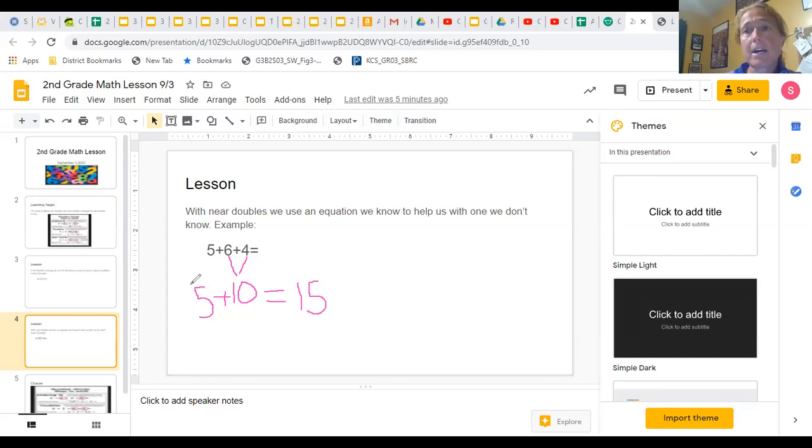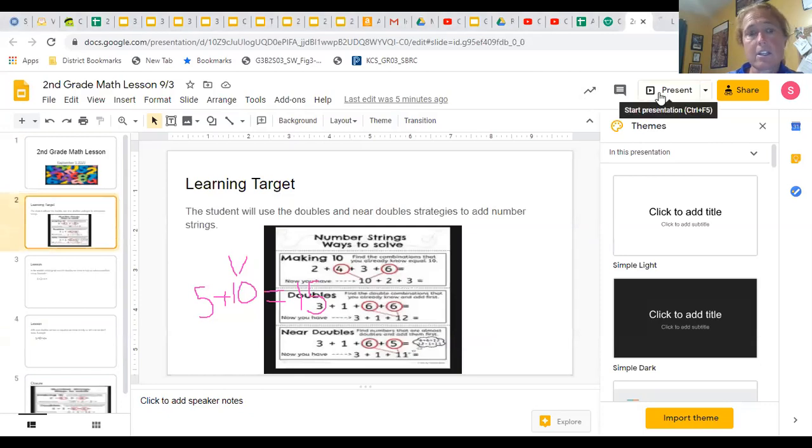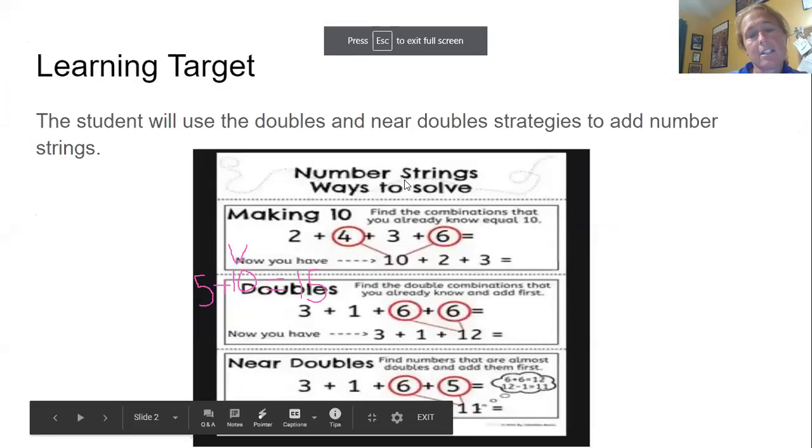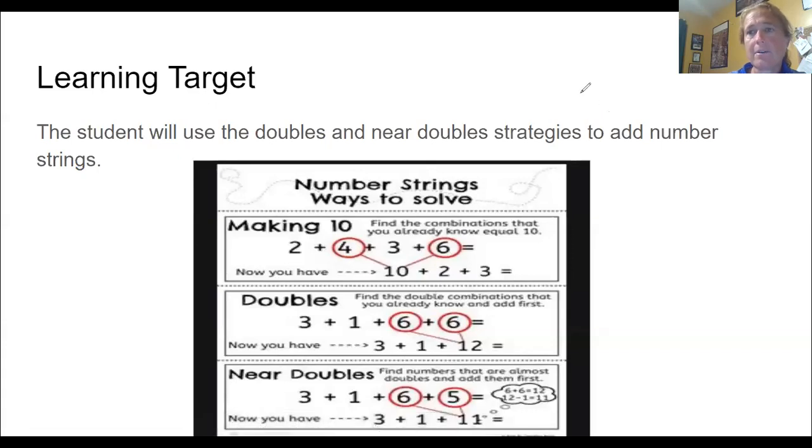So let's go back and review our chart. Ms. Fogelman did not clear that, but we will get that cleared. Annotate, clear all drawings. There we go.